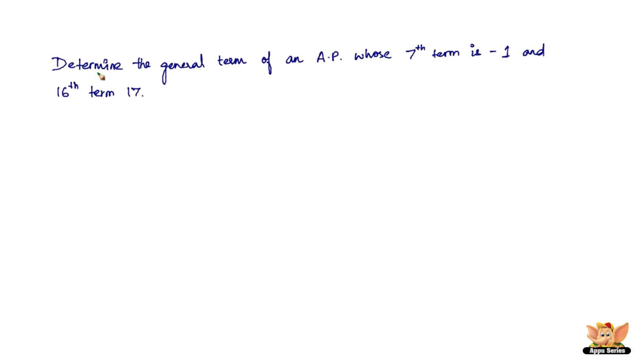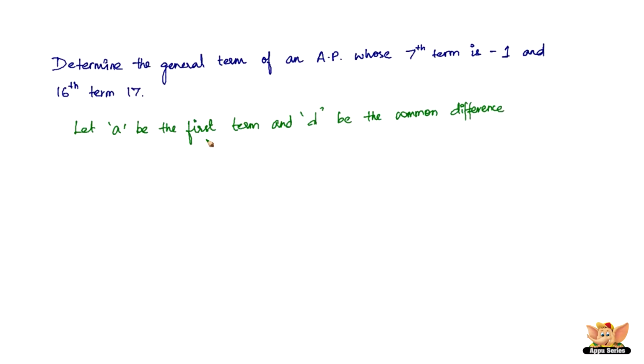So we've got another problem here which says determine the general term of an AP whose 7th term is -1 and whose 16th term is 17. So again, let A be the first term and D be the common difference of the AP. So these are the assumptions made.